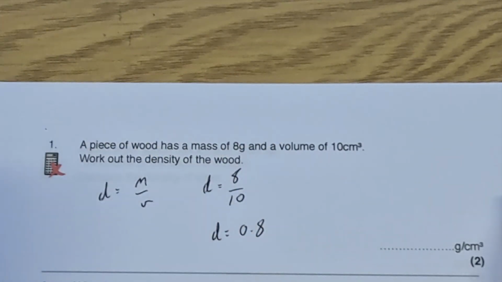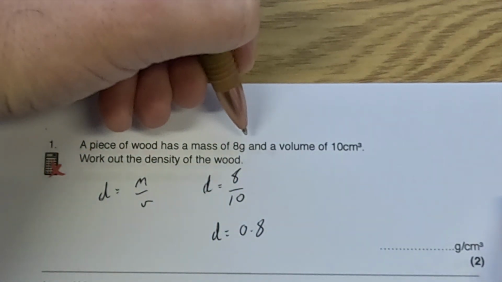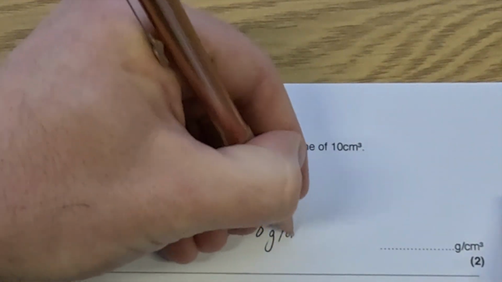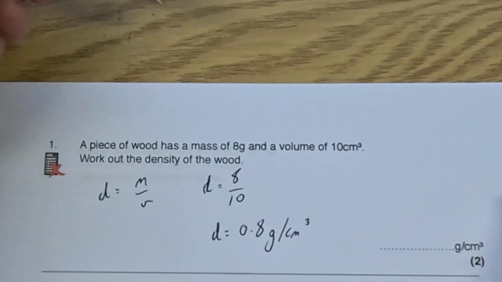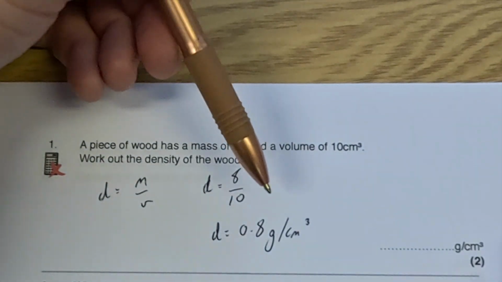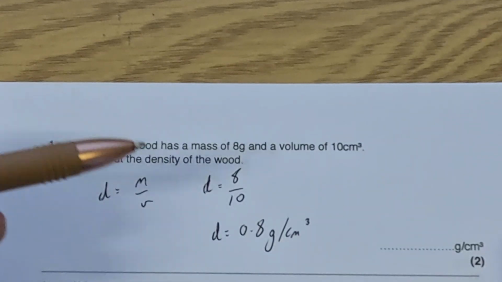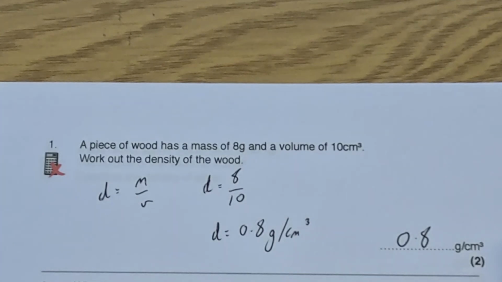In terms of our units, we've done the mass, which is in grams, divided by the volume, which is in centimeters cubed, so it'd be grams per centimeter cubed. So the density of the wood is 0.8 grams per centimeter cubed. That means that every single centimeter cubed of this wood has got a mass of 0.8 grams.